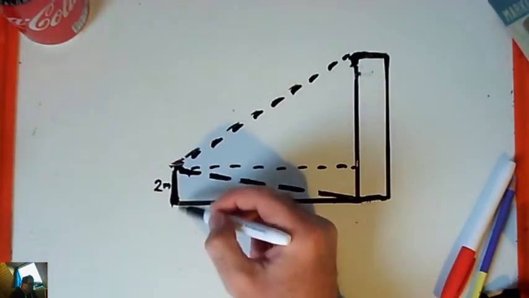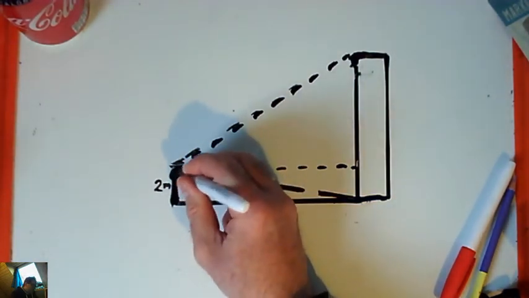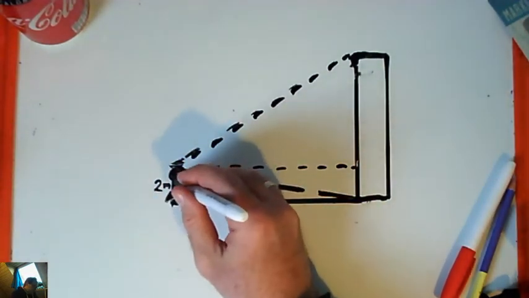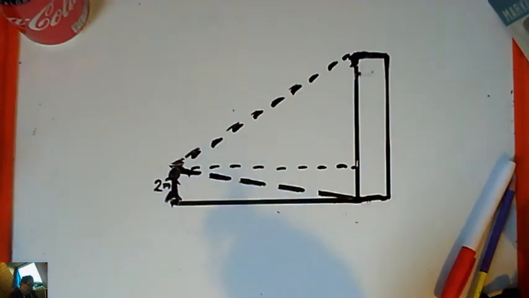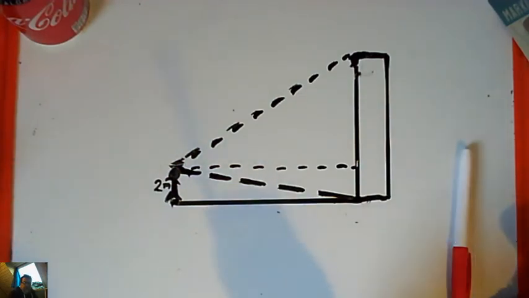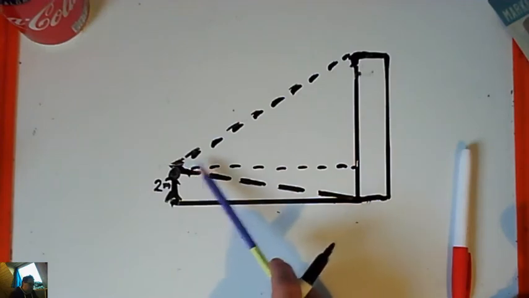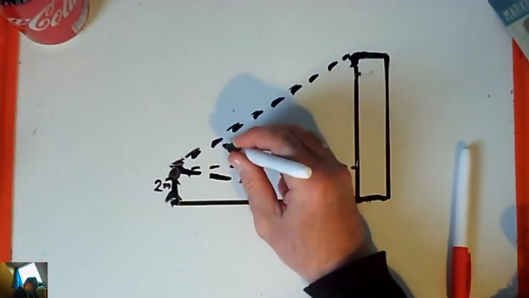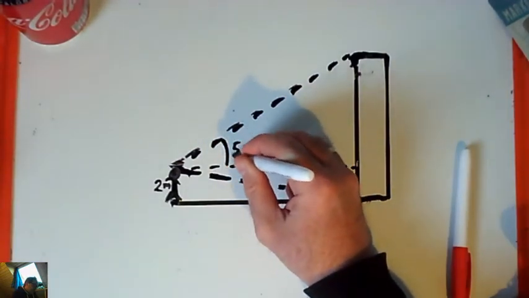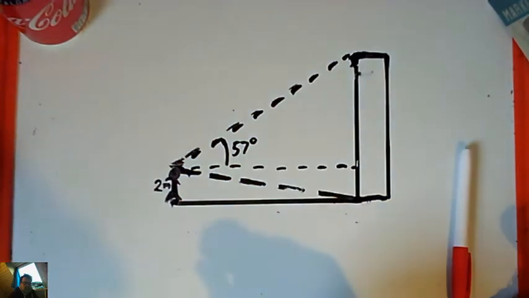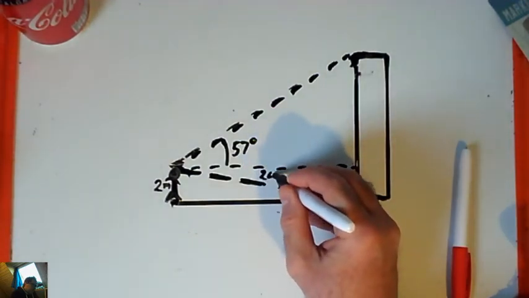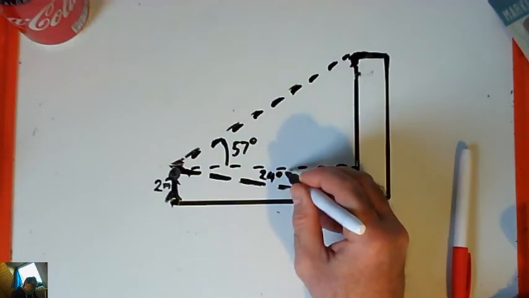So the man is there. A man 2 meters high. That's supposed to be a man. Observes the angle of elevation to the top of a building to be 57 degrees, and then they give you 57 degrees in there, and the angle of depression to the bottom of the building to be 24 degrees, and they give you 24 degrees there.